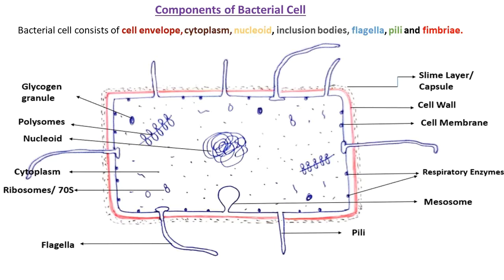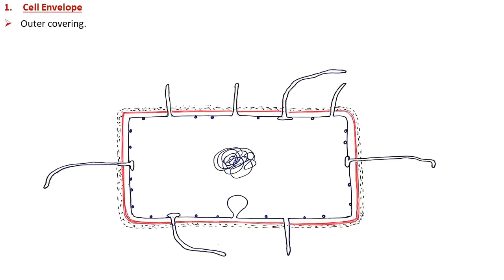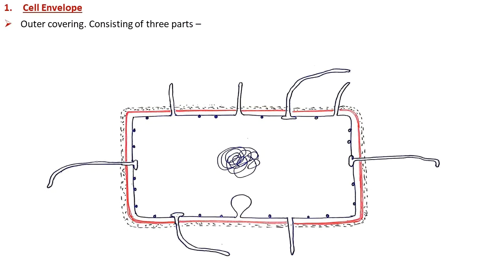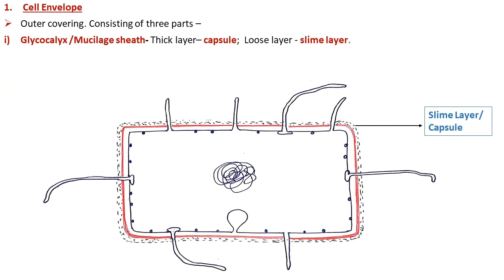Starting with the first component, the outermost covering of the typical bacterial cell is called the cell envelope. This cell envelope is distinguished further into 3 parts. The outermost layer is called glycocalyx or a mucilage sheath. Just repeating, glycocalyx or a mucilage sheath. As the name indicates, mucilage means what? Slime, sticky.